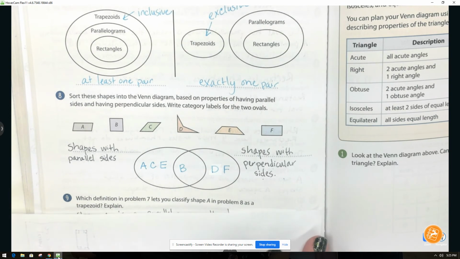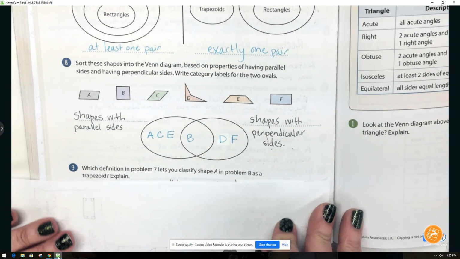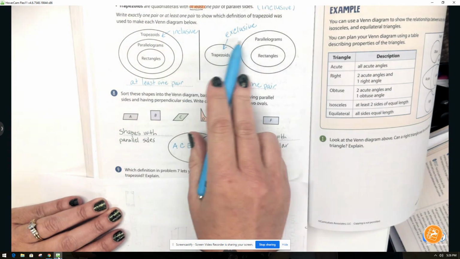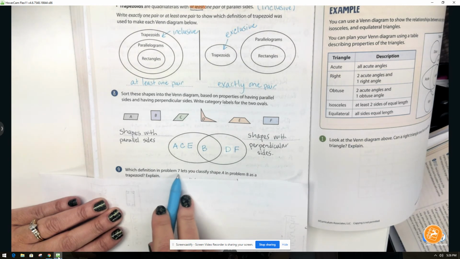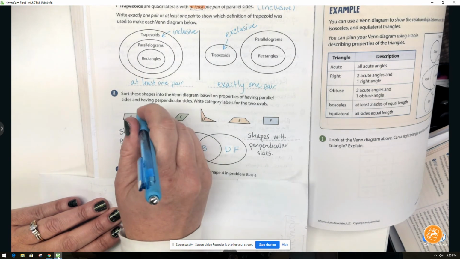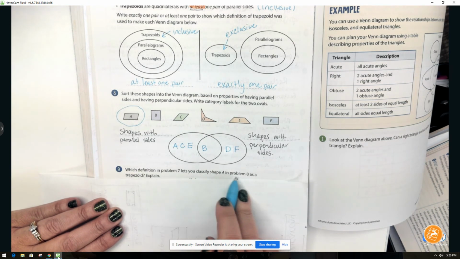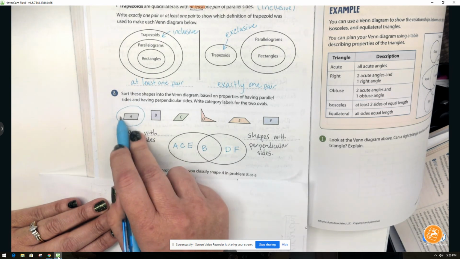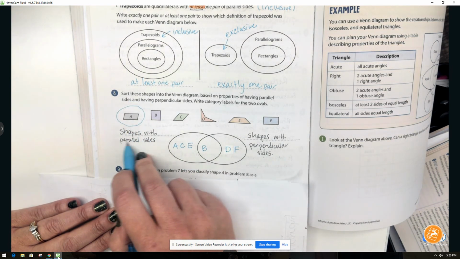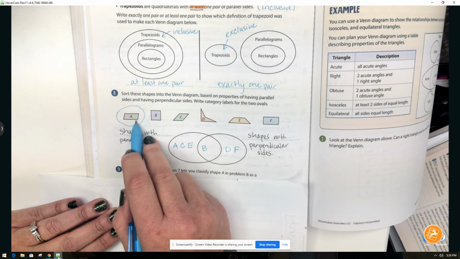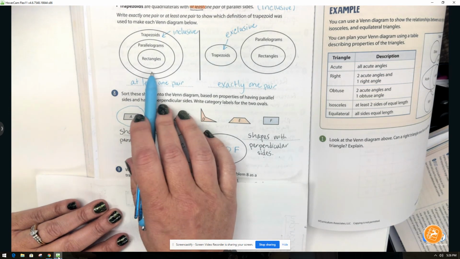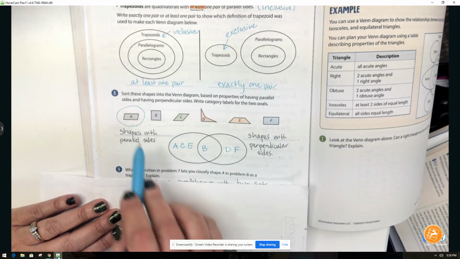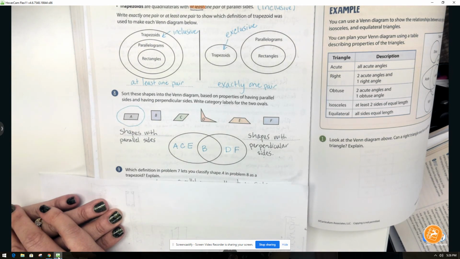And then finally, for number 9, it says, what definition in problem 7, so if we're looking back at problem 7 with the inclusive trapezoid and the exclusive trapezoid, which lets you classify shape A? So we're looking at this shape here. The shape A in problem 8 as a trapezoid. So which is this shape A? We know it's a shape with parallel sides. We know it has two sets of parallel sides. So which of these definitions of trapezoid would be the one that would allow this shape to also be classified as a trapezoid?